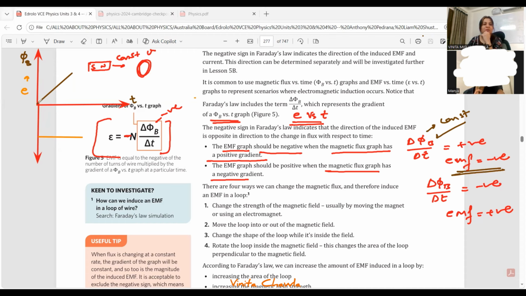So what if this phi B is decreasing? What if we move the magnet away from the coil? Then the magnetic flux linked with the coil will change, but because it is decreasing this time, we have a negative slope. Why are we getting a negative slope here? If we move the magnet away from the coil, the number of field lines entering the coil will decrease. Because of that, del phi B by del t, the rate of change of magnetic flux, is negative, and we'll get a positive value of EMF, right?